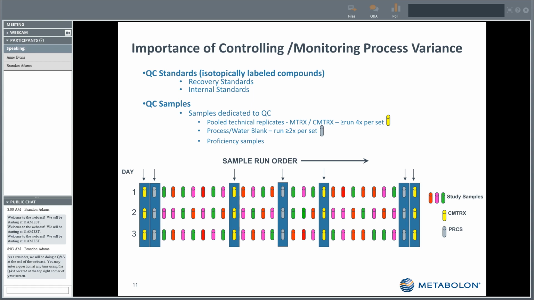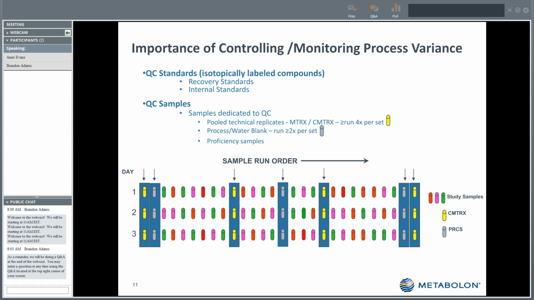So I'm just going to start right off with some specific examples of the things that we do with our untargeted metabolomics. As with any quality management system, there are a number of different strategies that we use. One of them is really traditional quality control standards. These are isotopically labeled compounds that are spiked into every sample we run. These come in two different flavors, if you will. Recovery standards are spiked in at the point of extraction so that we can make sure the extraction goes reproducibly. And then we also have separate internal standards which are spiked in just before the instrument analysis.